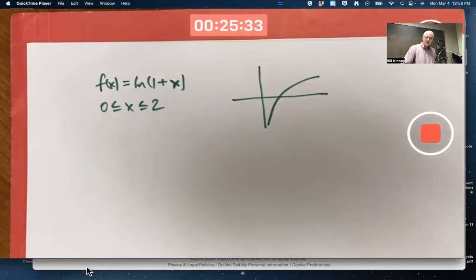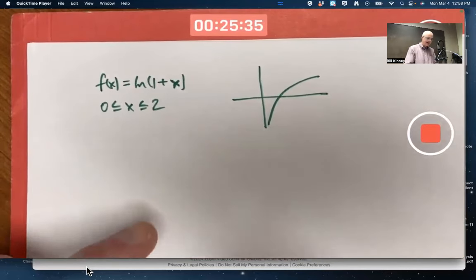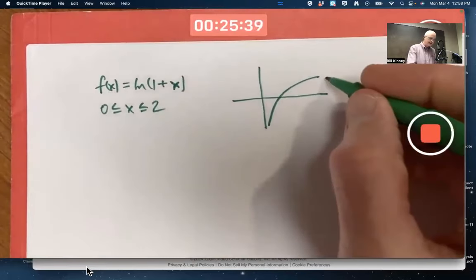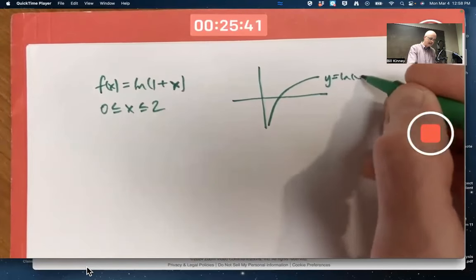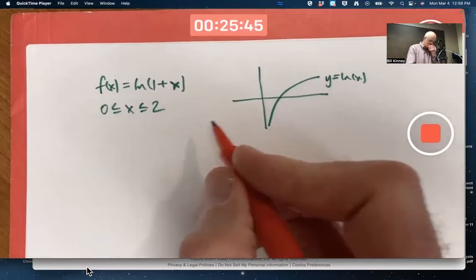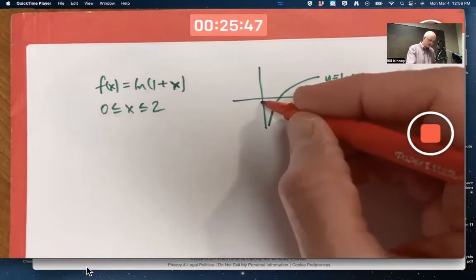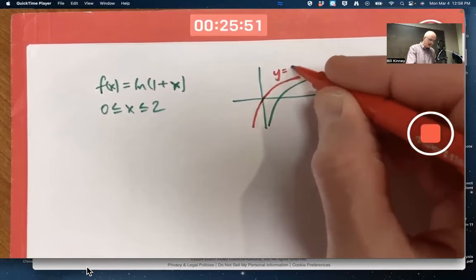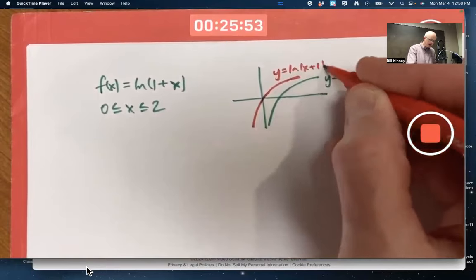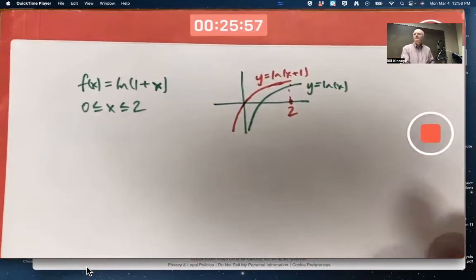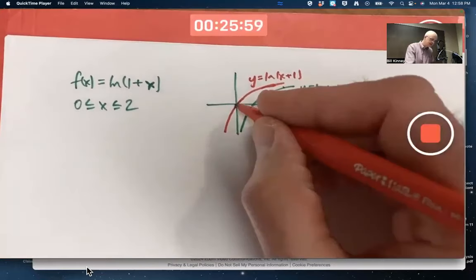The function we're trying to find the arc length of, though, is ln of x plus 1 instead of ln of x. This is y equals ln of x. Replace x with x plus 1. That's going to translate it to the left by 1 unit. This is going to be the graph of y equals ln of x plus 1. And we are after the length as x goes from 0 to 2, the length of this piece right here.